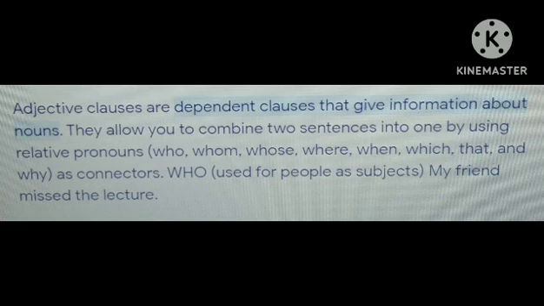Let's talk about what an adjective clause is. Adjective clauses are dependent clauses that give information about nouns. They allow you to combine two sentences into one by using relative pronouns. Now, what are relative pronouns? They are also called subordinating conjunctions.